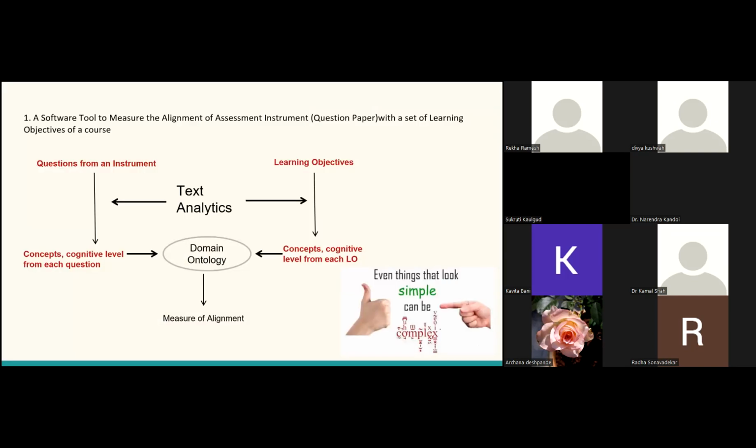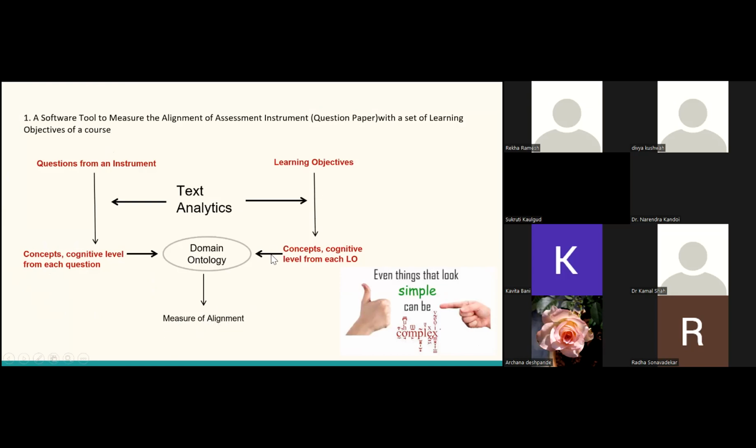So this was the first one, alignment. I give questions from an assessment instrument. Here assessment instrument means a question paper. It will extract concepts and cognitive level automatically from this using text analytics. Then it will map them to the domain ontology and measure the alignment. Okay.